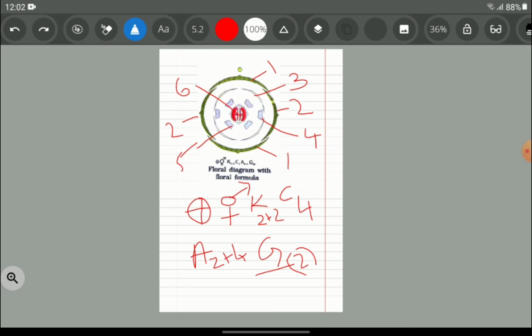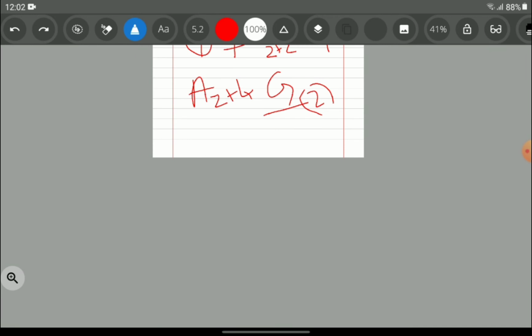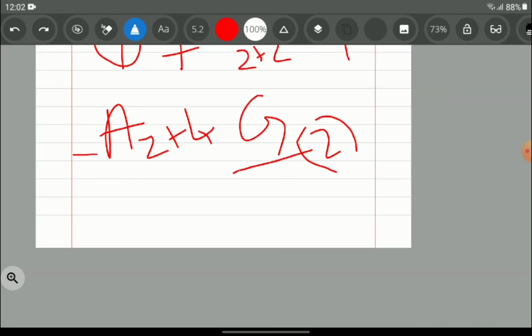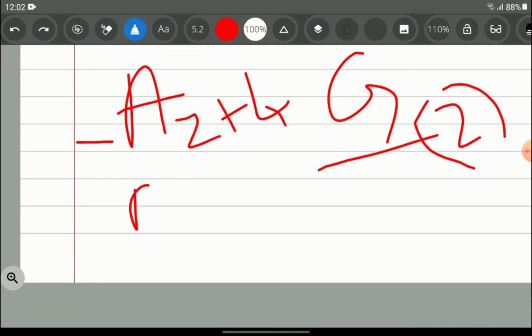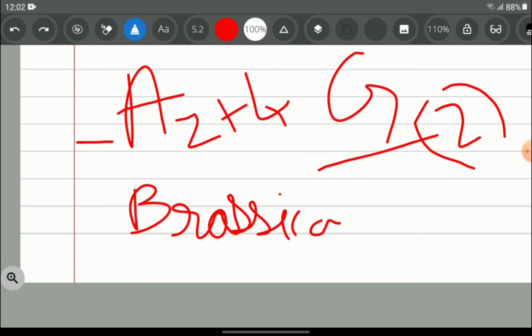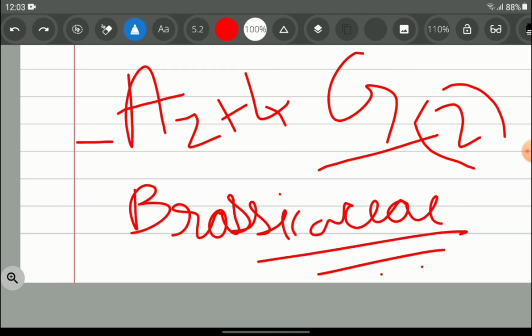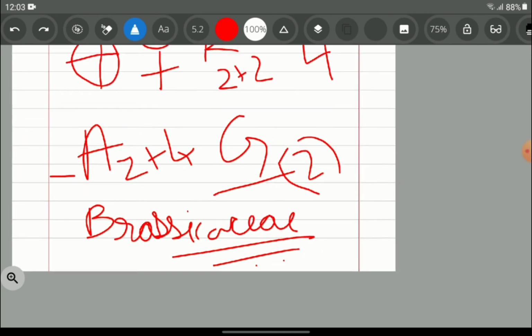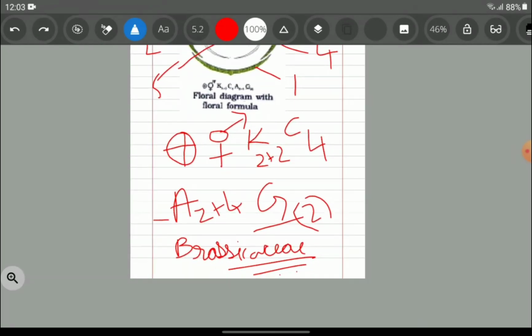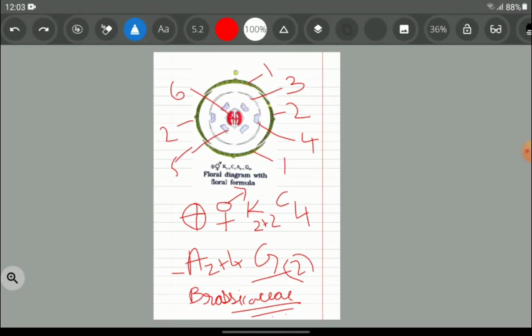This is the common example given in the NCERT book, and this is about the family Brassicaceae. Okay, so let me write over here. It's about the family Brassicaceae. If you are reading in 11th, please learn these family names by heart, otherwise you may get confused in your exam. So this is about the family Brassicaceae as an example.